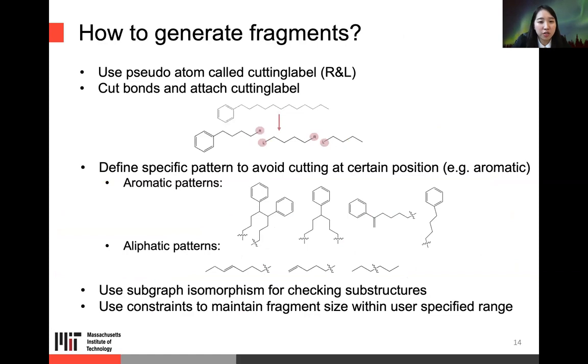So how can we generate the fragments? Basically, it will use the pseudo atom, which is called cutting label, shown here, either R or L at each cutting position. And then we further define some specific patterns to avoid cutting at certain positions. For example, we think aromatic C-C bonds are really important, so we do not want to perform cutting at the aromatic species, at the aromatic position. And we can also use constraints to maintain the fragment size within a user-specified range.